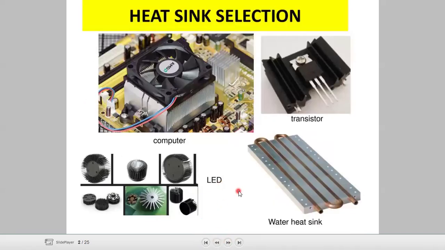So these are the heat sinks. They help protect our devices like computers, transistors. See, this is the transistor symbol, the heat sink is attached. And LED bulbs are also, you already know. So this is the bulb and this is the heat sink. And water heat sink. So this is the water heat sink around it to protect these devices. By continuous heat, what will happen?